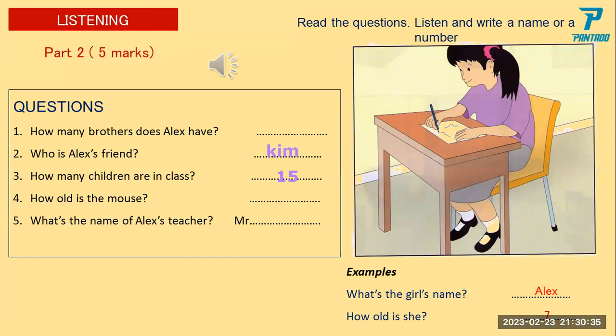Four. And there's a mouse in this class, I think. Yes. We all love him. He's 2 years old. How old? He's 2. He's very funny. Good. Five. I know your name, I think. Do you? Is it Mr. Young? Yes. Can you spell my name? Is it Y-O-U-N-G? Yes. Well done.